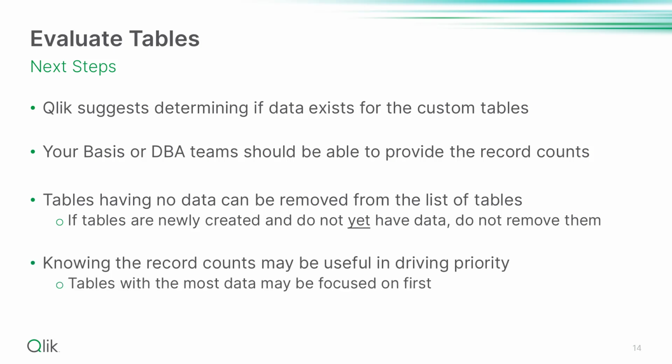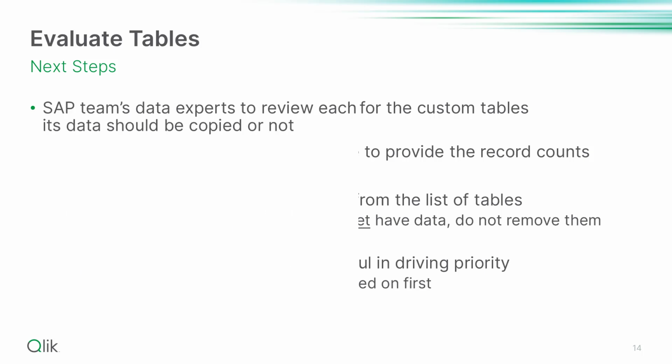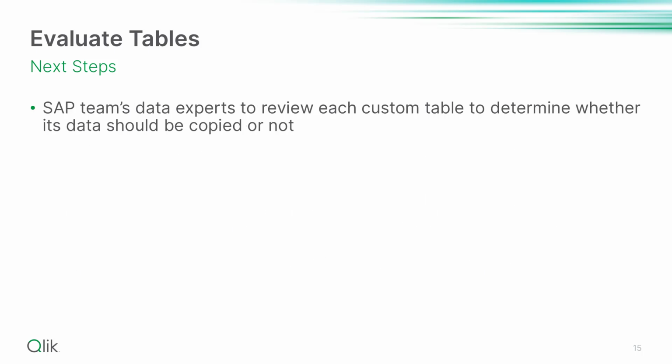Also, if your organization has a significant number of custom tables, then knowing the record counts may be useful in driving priority. For example, tables with the most data may be the ones the team chooses to focus on first. Once the list of custom tables has been pared down by removing those which have no data, it is time for your SAP team's data experts to review each custom table to determine whether its data should be copied or not. It is possible that the team may reach one of the following conclusions.